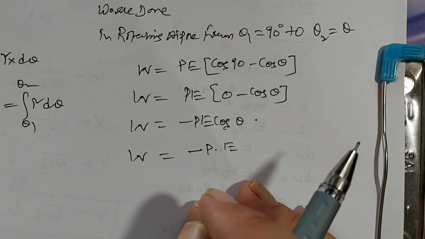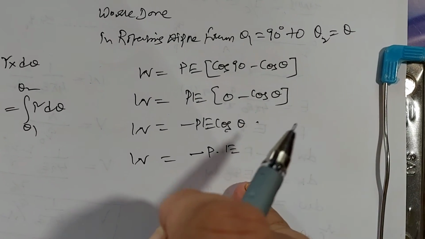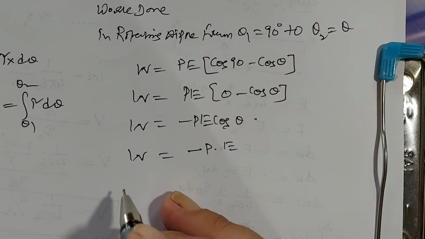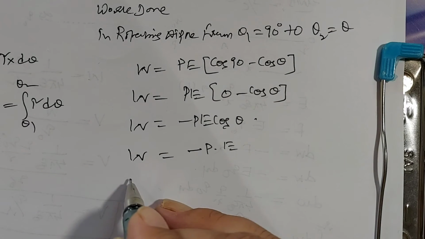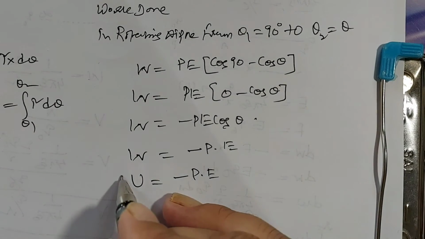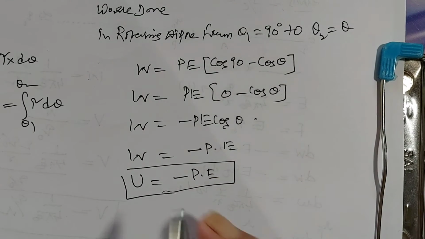So W is equal to minus P dot E. This is the expression generally used for the potential energy stored in a dipole in a uniform electric field. This work done is converted into potential energy. U is equal to minus P dot E.